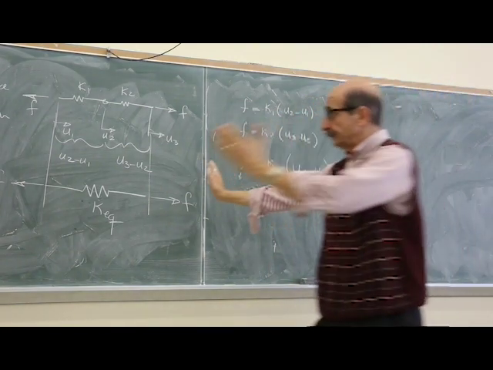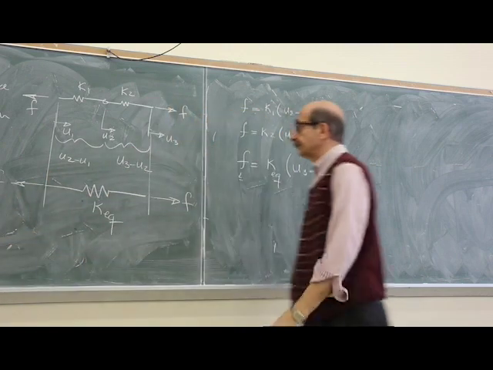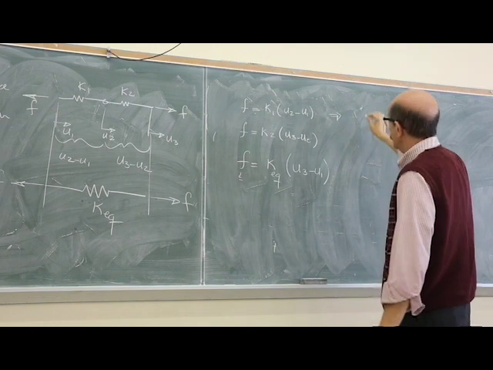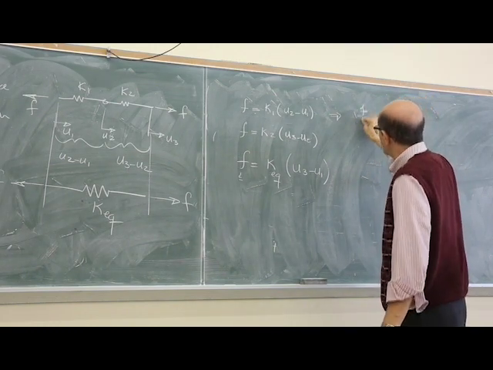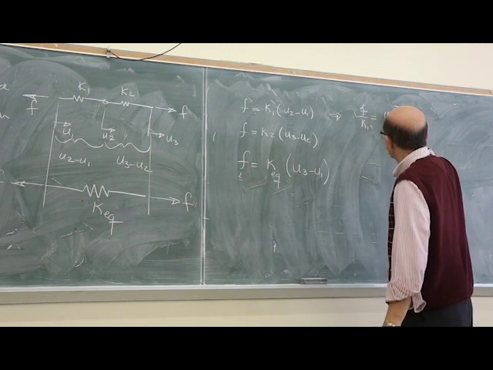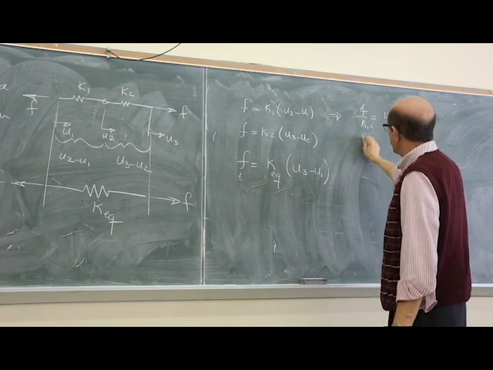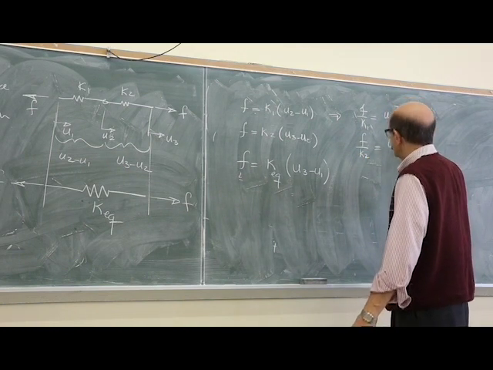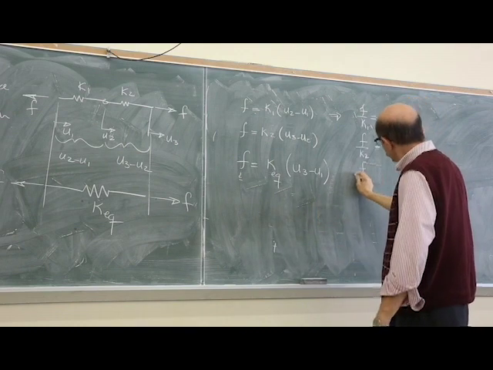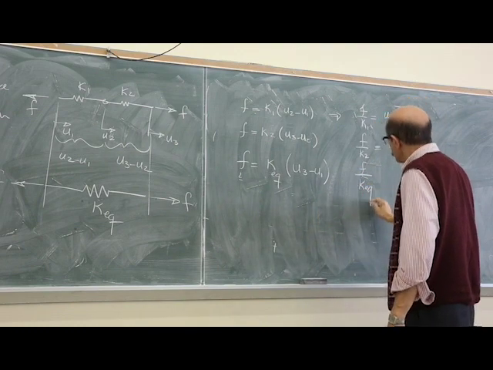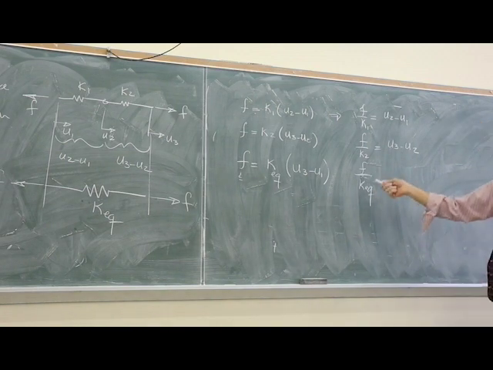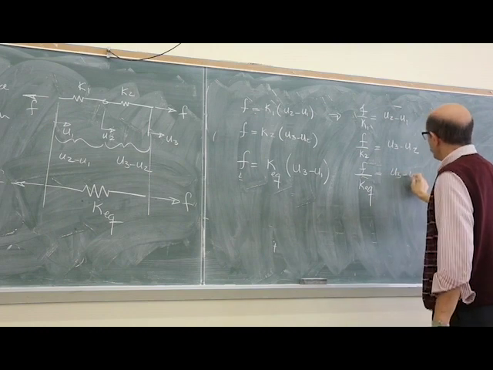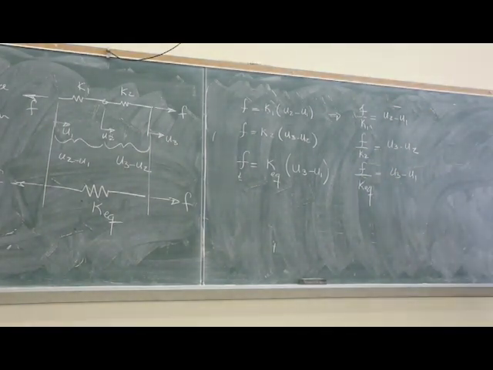Because that's what these two ends will experience. So from here, let's rewrite this like this. I write that F over K1 is equal to U2 minus U1. In this case, F over K2 would be U3 minus U2, and the stiffness that we want to find, if we can find that, would have this relationship with those displacements.